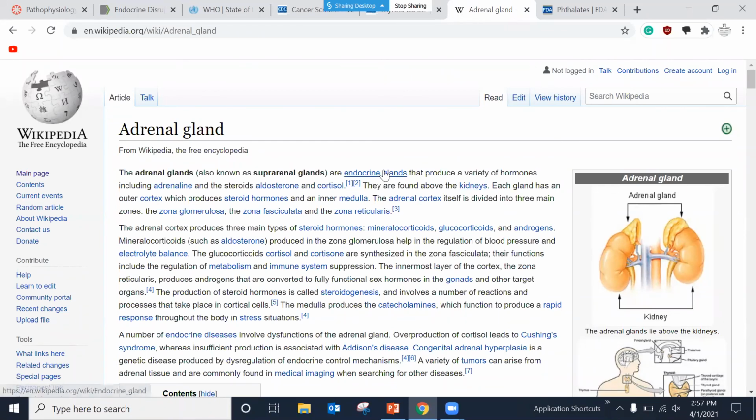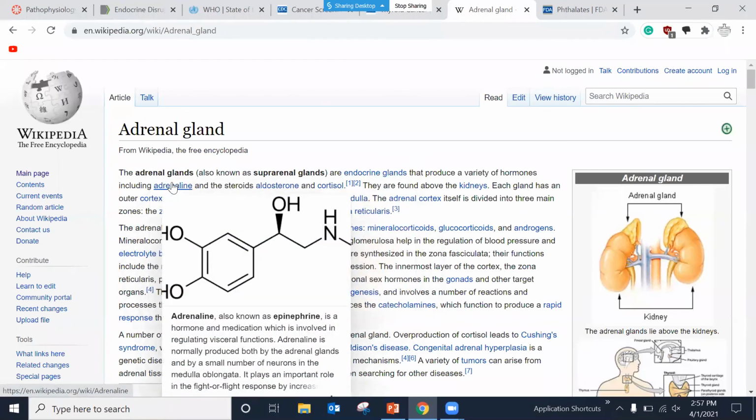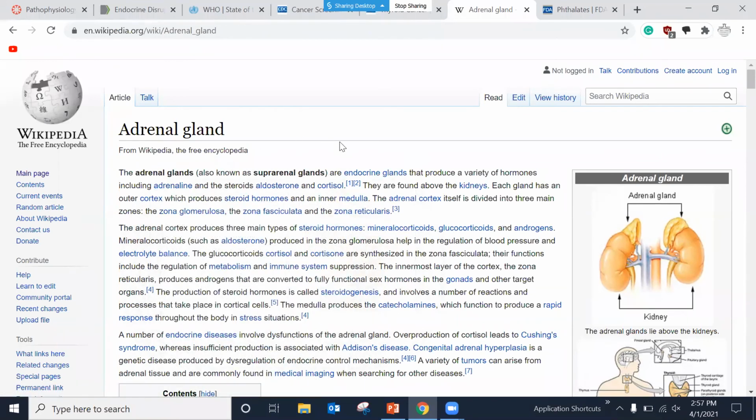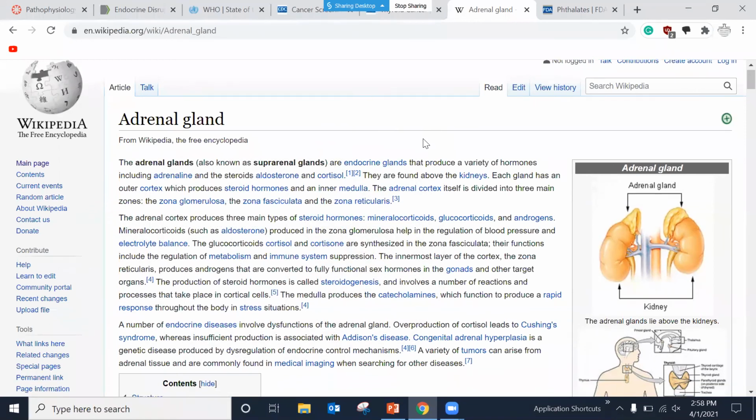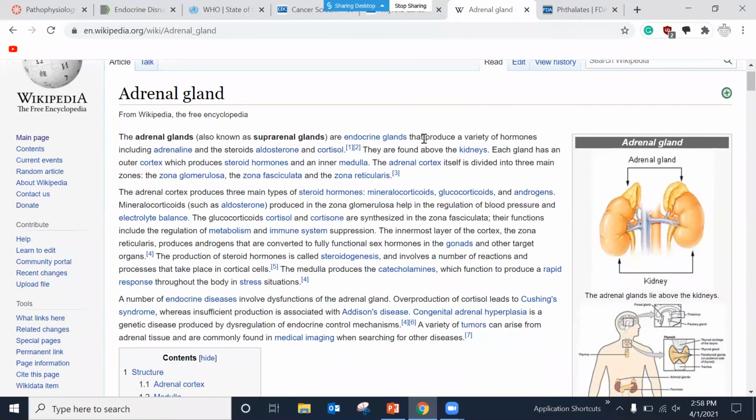Endocrine glands, they produce a ton of hormones. Most important for critical care is adrenaline or epinephrine. But they also kick out the steroids, aldosterone, and cortisol. The outer cortex is divided into, maybe medulla middle. Would that be a way of memorizing that? I can't keep that straight. I've never been able to. Medulla middle.